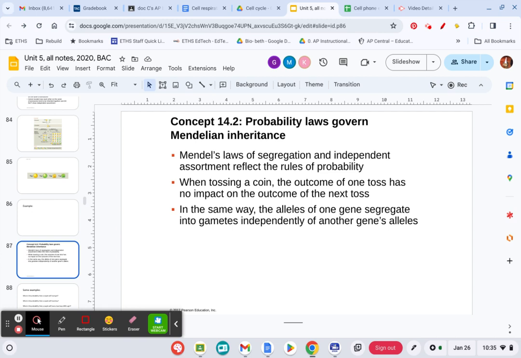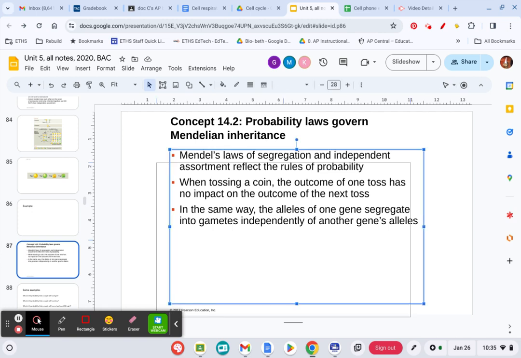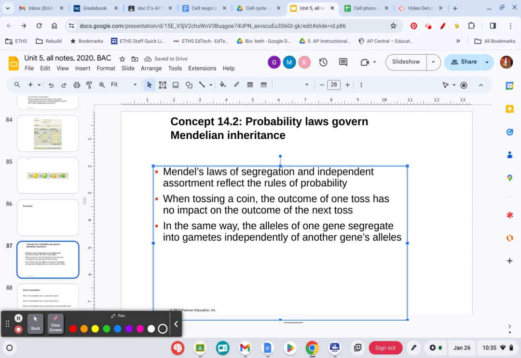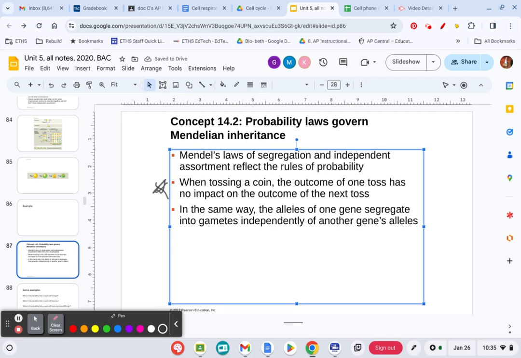When tossing a coin, the outcome of one toss has no impact on the other. I can flip a coin, and that coin flip has nothing to do with another coin flip. That's the way it is with alleles, as long as they're on different chromosomes. Whether or not you get one allele has nothing to do with whether or not you get a different allele for another trait, because they're on different chromosomes. They're independent events.